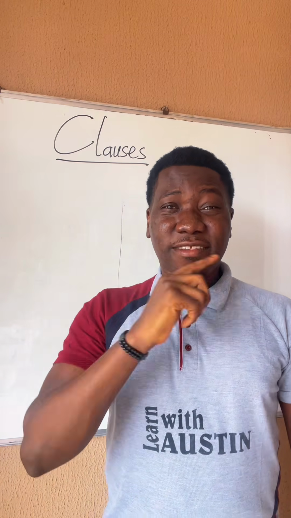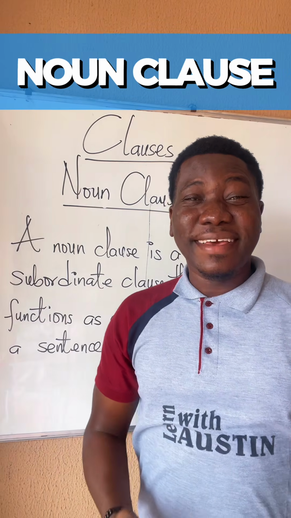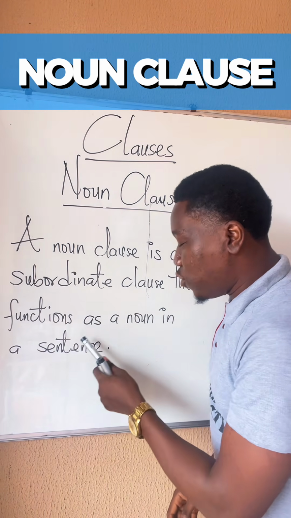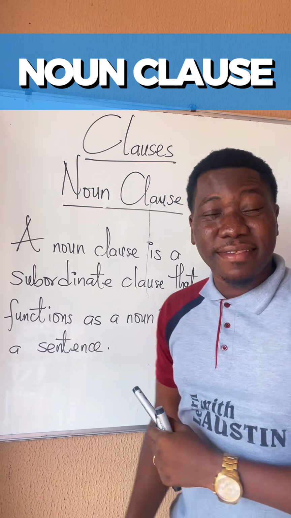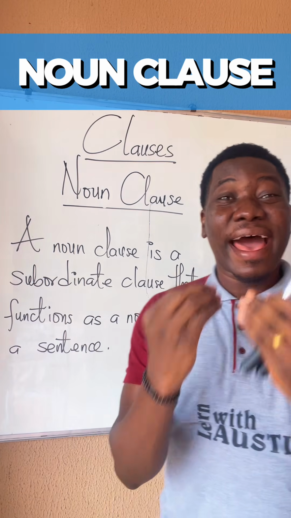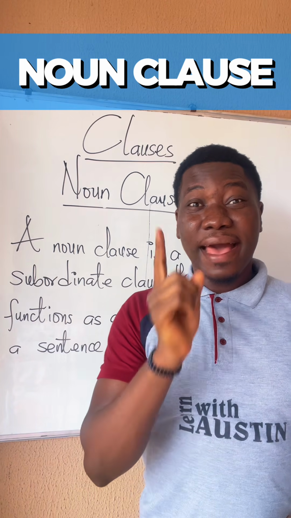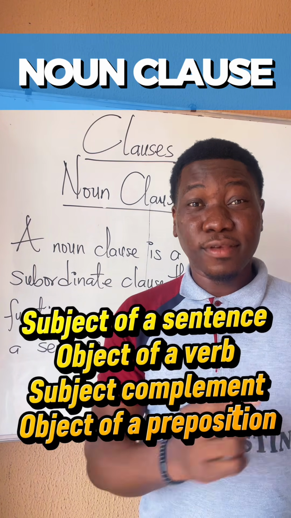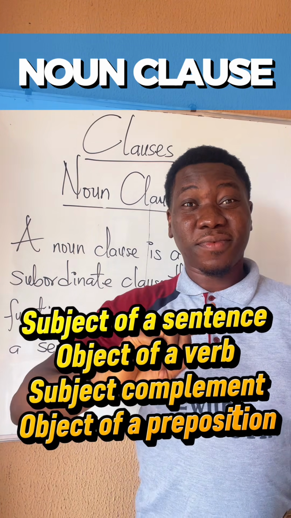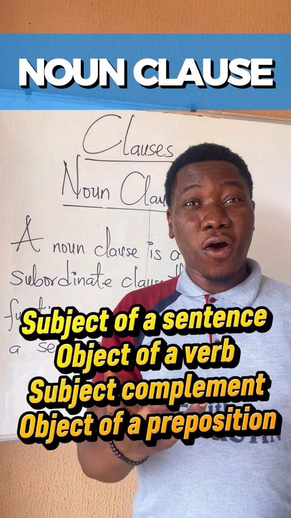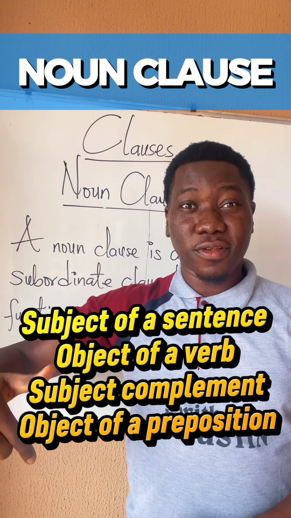Now today, let's look at the noun clause. What is a noun clause? A noun clause is a subordinate clause that functions as a noun in a sentence. So a noun clause functions as a noun. How does a noun function? A noun functions either as the subject of a sentence, the object of the verb in a sentence, the complement of the subject, or the object of a preposition in a sentence.